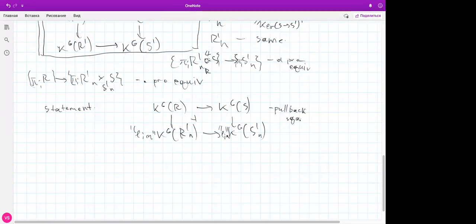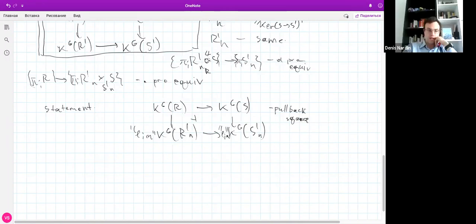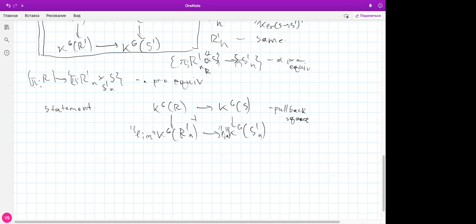I'm sorry, just to be clear, you mean a pullback square of pro spectra, right? Because we have this lim. Yes. And I'll need to talk more about what pullback square for pro spectra means later. But right now I want to state it just to state it.